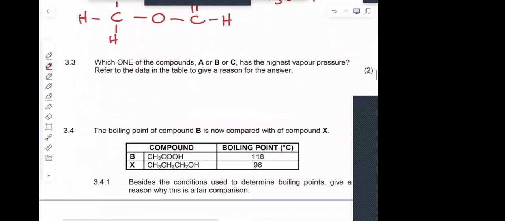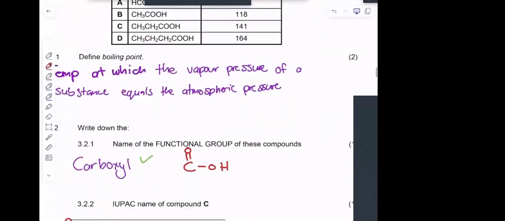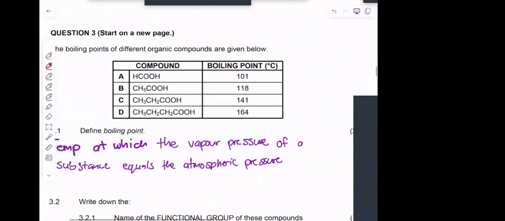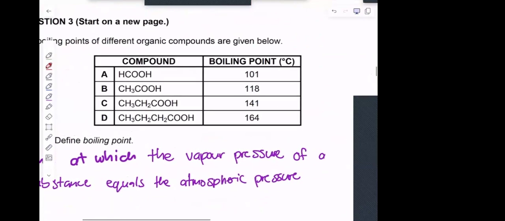3.3, which one of the compounds A or B or C has the highest vapor pressure? Refer to the data in the table given. So which one has got the highest vapor pressure? I'll go back to the table so you can see it. A, B, or C, which will have the highest vapor pressure?